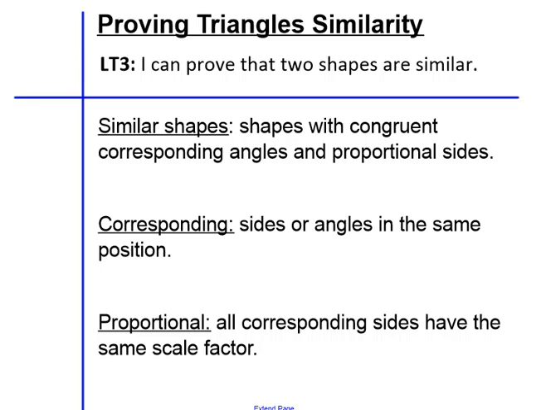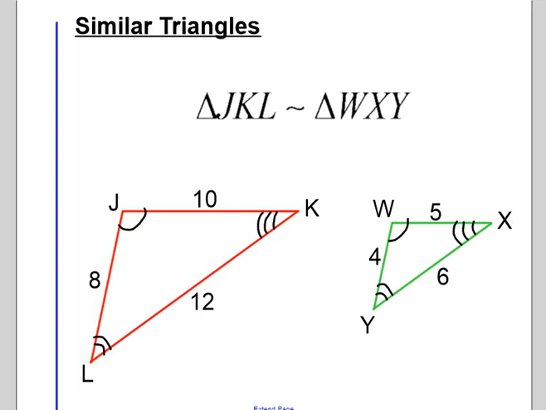So let's go ahead and take a look at a basic scenario of similar triangles. I have two triangles here, JKL and WXY. These are similar. We have a symbol for similar that we've talked about. It is this little squiggle, and that is the symbol for similar.